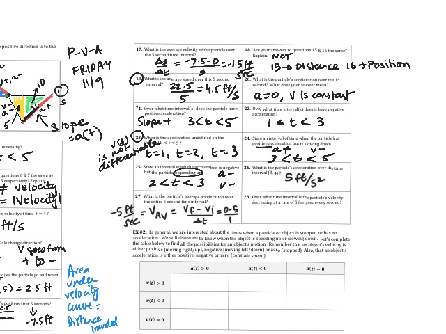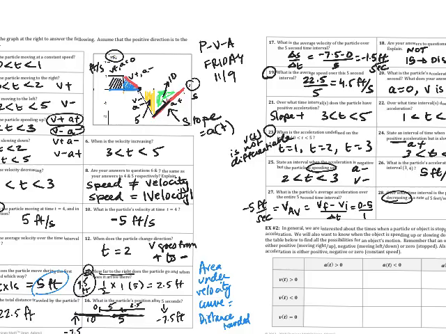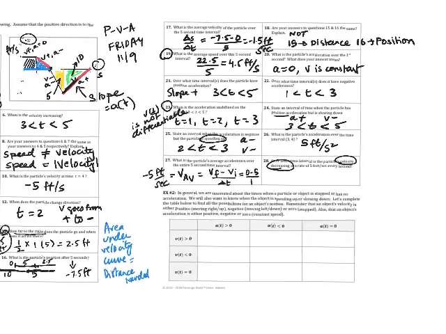Last question here asks, over what time interval is the velocity decreasing at a rate of 5 feet per second every second? So we're looking for a time when velocity is decreasing. That is going to be from t equals 1 to t equals 3. And within that period, the slope is 5 feet per second squared in the time interval from 1 to 2. Just looking at the graph and at the slope, we can figure that out.